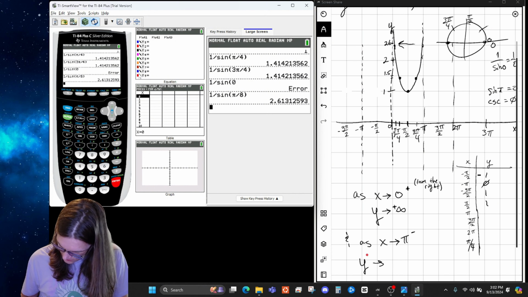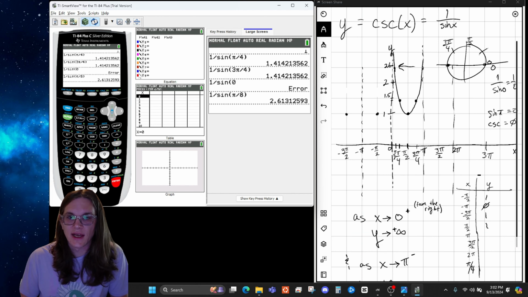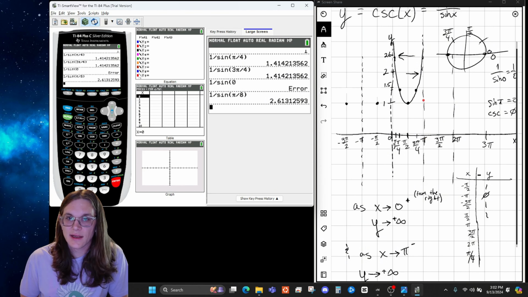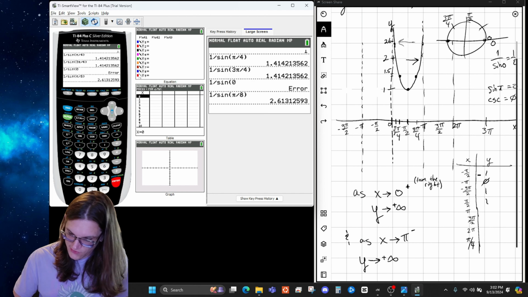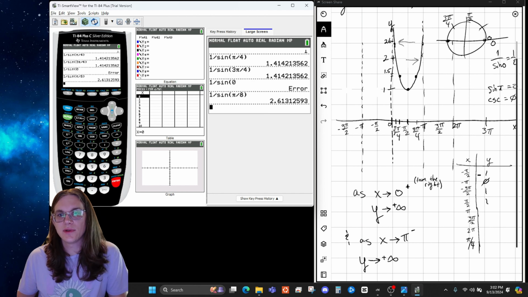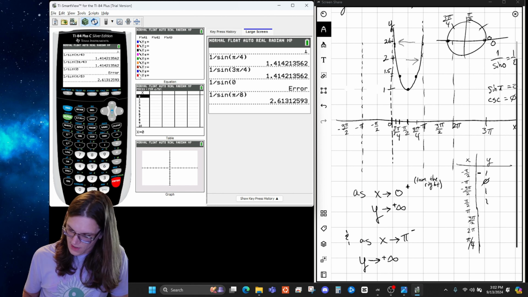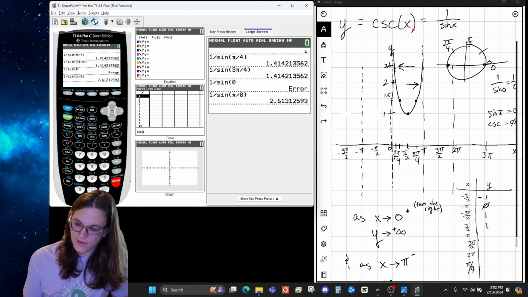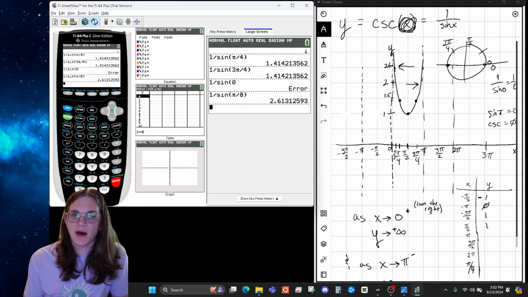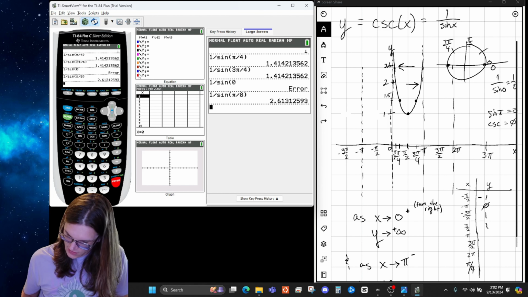Y goes to positive infinity as well. You can see it happening here. At x equals pi, from the left, the graph goes to infinity. Sometimes I'll say graph or y value interchangeably because y is a function of x here. So y is being changed by x. When x changes, y changes.